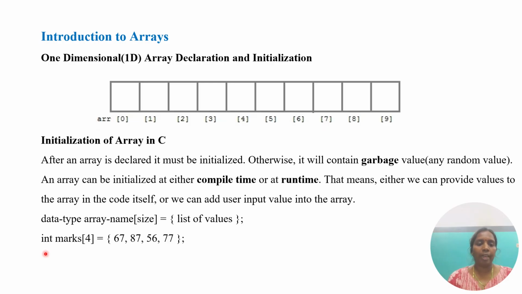First we have to declare the data type, that is integer, float or character. Then we have to give a name to the array. It can be marks of 4 students or any other details like names of books. Here we store the marks of 4 students: 67, 87, 56 and 77. 67 is stored in array of 0, 87 in array of 1, 56 in array of 2 and 77 in array of 3.